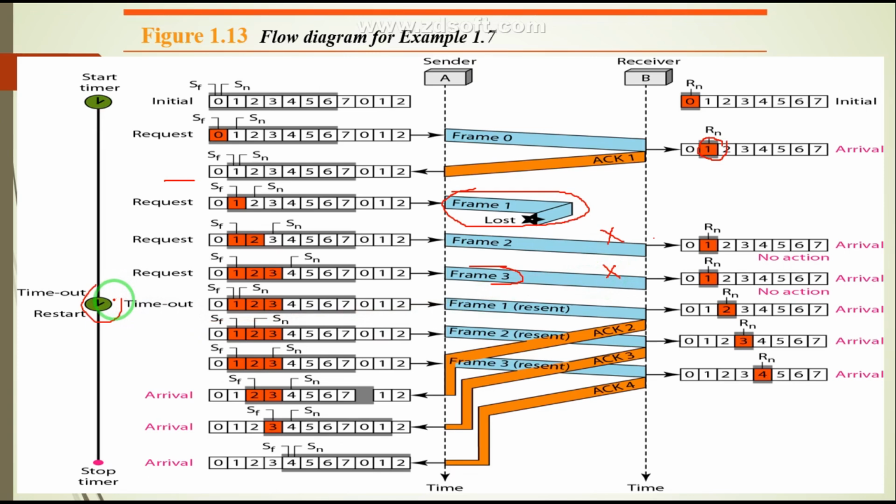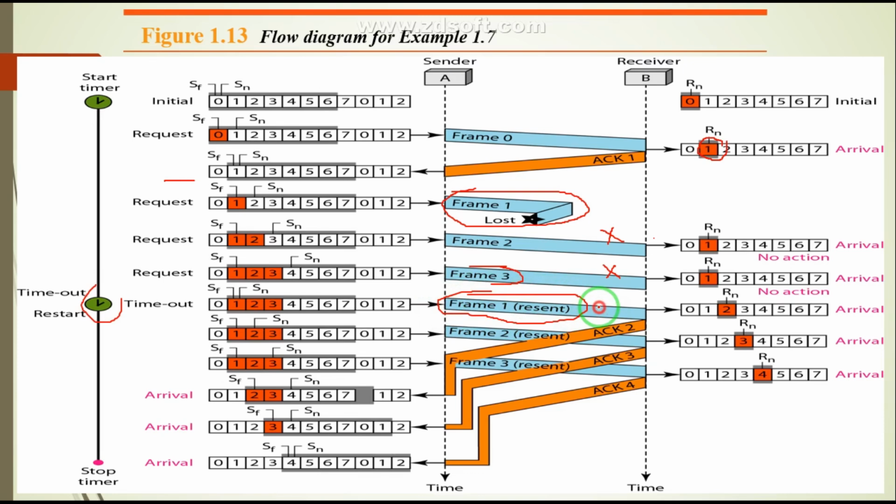But during this timeout period, the sender thinks that no acknowledgement has been received for frames 1, 2 and 3. It means something is wrong. It doesn't get the idea, so it is going to assume that my frames are lost and I am going to resend the frames. That's why it is going to resend frame 1 of the previous cycle.